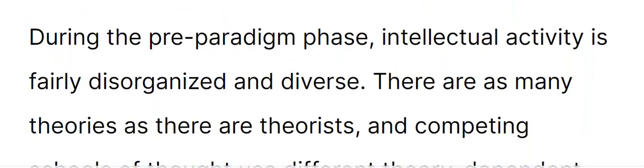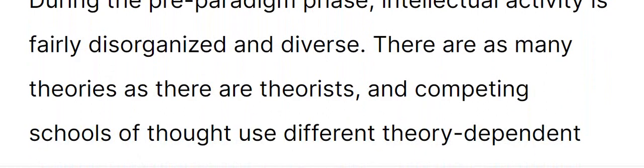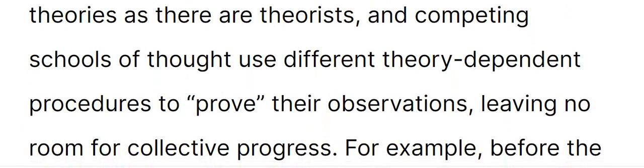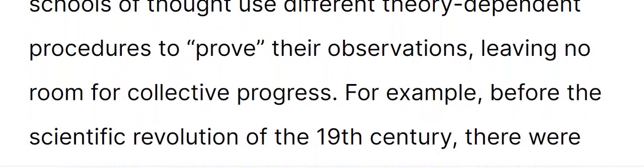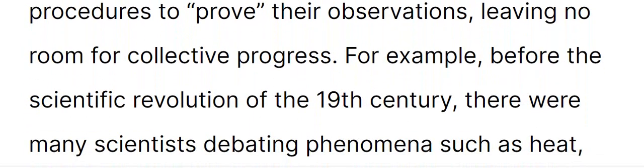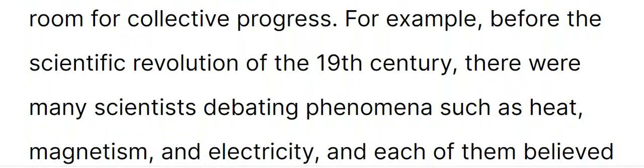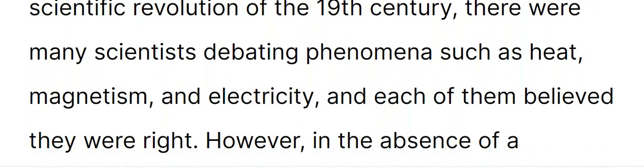There are as many theories as there are theorists, and competing schools of thought use different theory-dependent procedures to prove their observations, leaving no room for collective progress. For example, before the scientific revolution of the 19th century, there were many scientists debating phenomena such as heat, magnetism, and electricity, and each of them believed they were right.